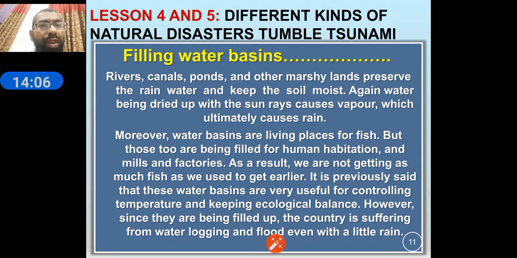And again, the water being dried up by the sun rays causes vapor, which ultimately causes rain. And this natural flow of the environment and ecological balance is being completely disturbed by the filling of water bodies, because this natural process is disturbed. As a result, we are facing severe damage. And for filling water bodies, often we can see water logging in the urban areas, even in Dhaka city.